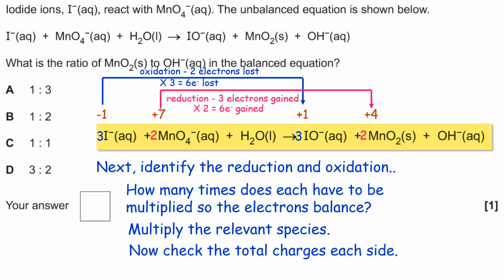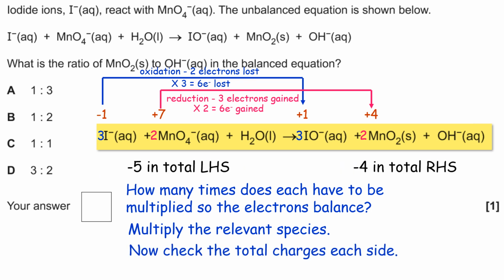So the last thing to do is to think about the total charges each side. If you add up the minus charge on the left and the minus charges on the right, you can see still they don't balance. Now this is where the hydroxide will come in. You can change the hydroxide without affecting anything else. You can also see that there's 2 hydrogens in the water on the left hand side and only 1 hydrogen on the right hand side, so you're actually not quite balanced for species yet. You're balanced for electrons, but not for species.